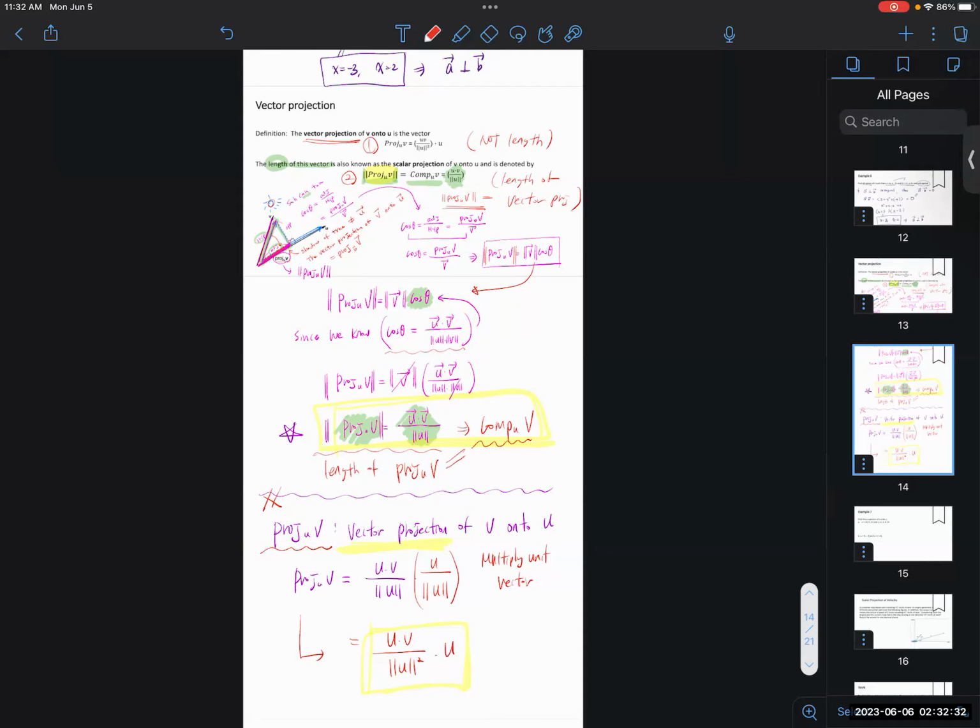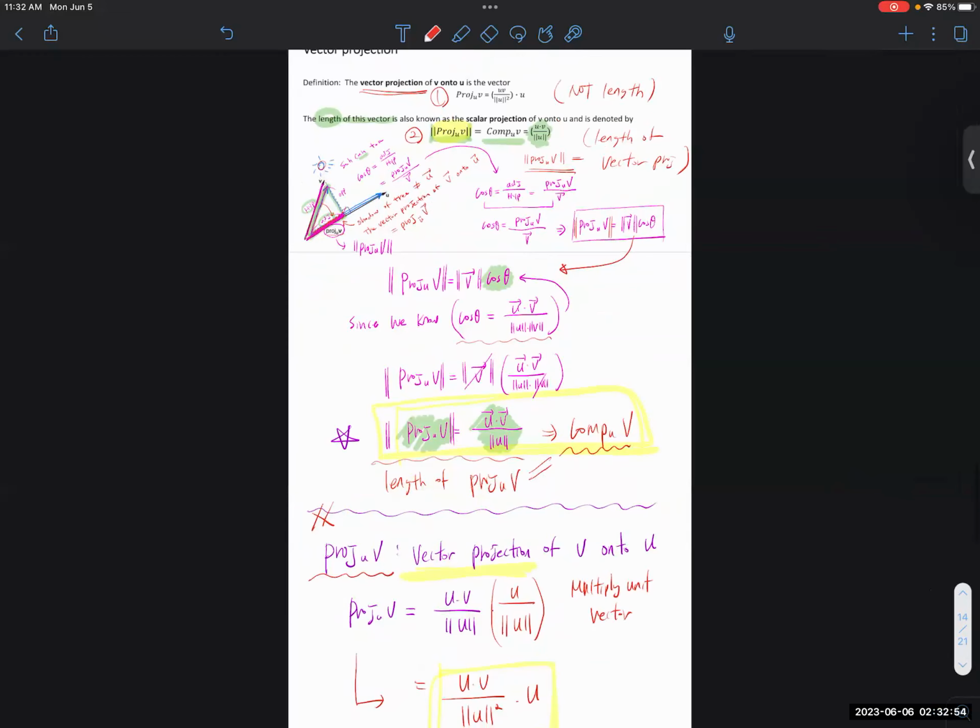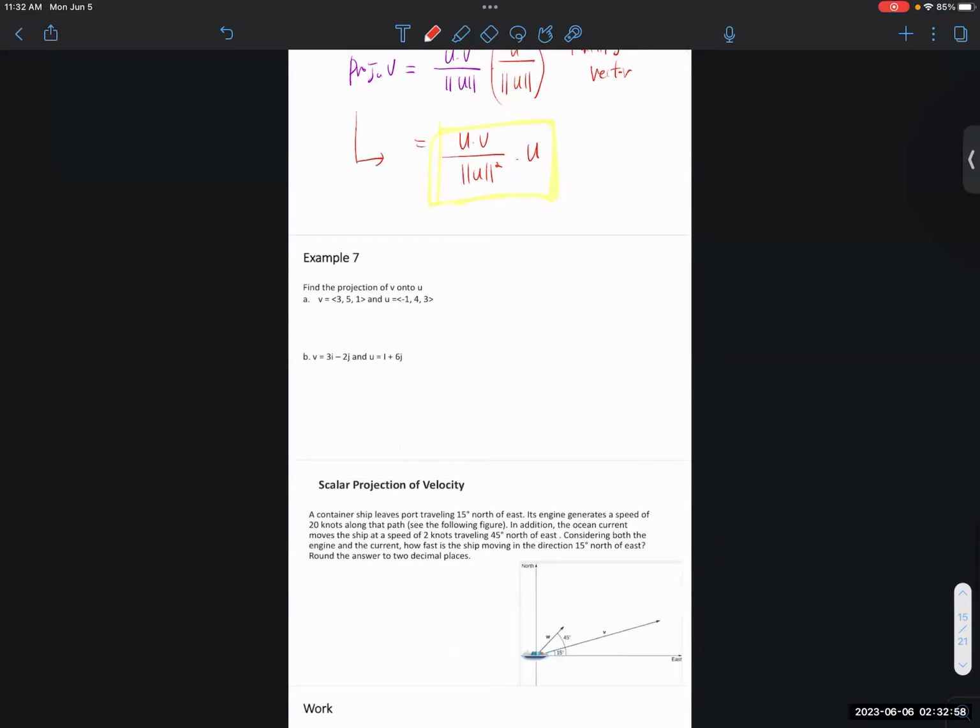Okay, so I will show you the example step by step. Are you guys okay with that? All right, so let's take a look at the example. Okay, so depending on the question, you need to read very carefully whether they're looking for just the vector projection or the length of a vector projection. So then use the different formula. Okay, so that's how the formula came from. Okay, all right, so here is the example.